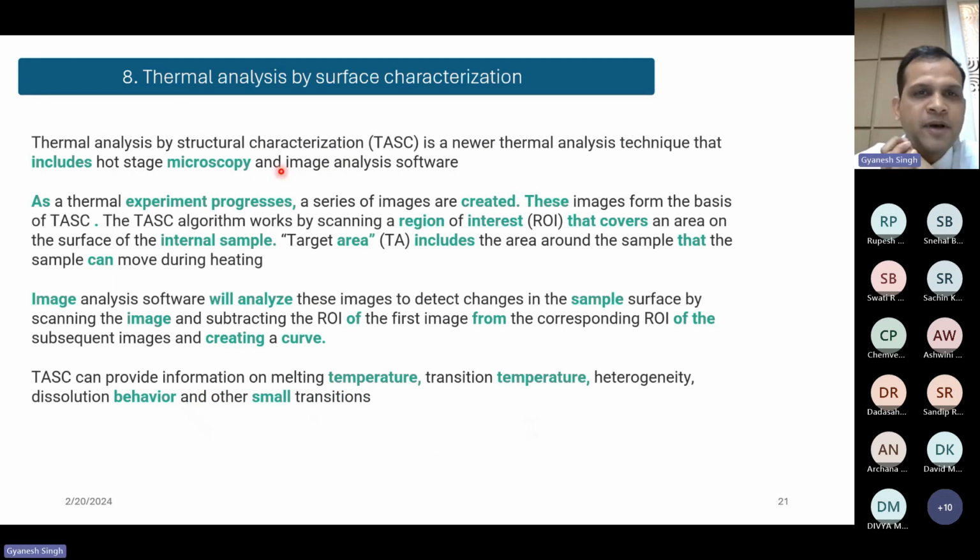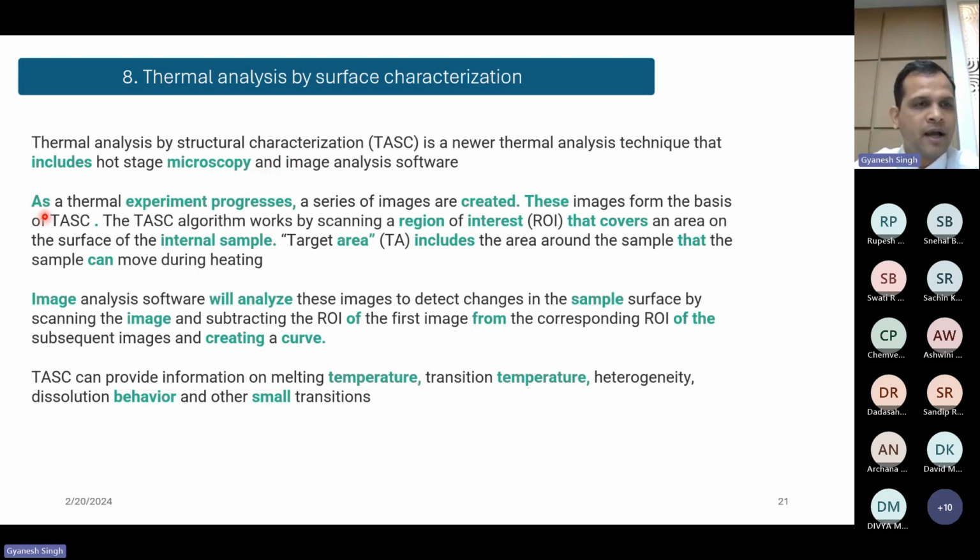Then thermal analysis by surface characterization. This is an advanced technique, thermal analysis by structural characterization (TASC). This is the term you will be hearing, TASC. So it's a new thermal analysis technique that includes hot stage microscopy and image analysis software.